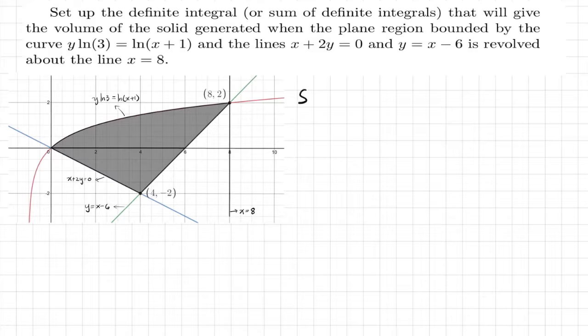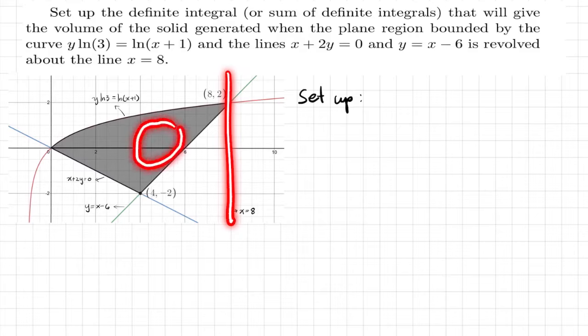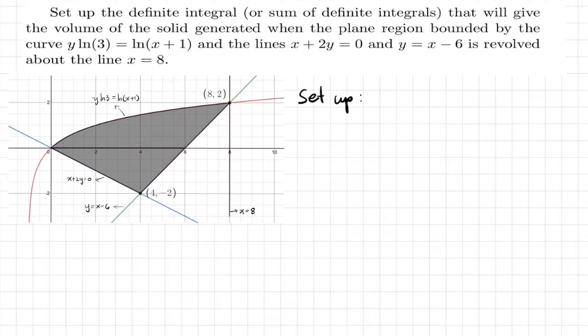So saan natin to dapat i-set up? Again, para malaman natin kung saan natin to i-set up, the rectangles that we will be using need to be perpendicular to the axis of revolution. So if this is the axis of revolution and this is our region, tingnan natin kung ano yung rectangles na kailangan. So what can you say about this rectangle? This rectangle is a horizontal rectangle. So we need to set this up using y.